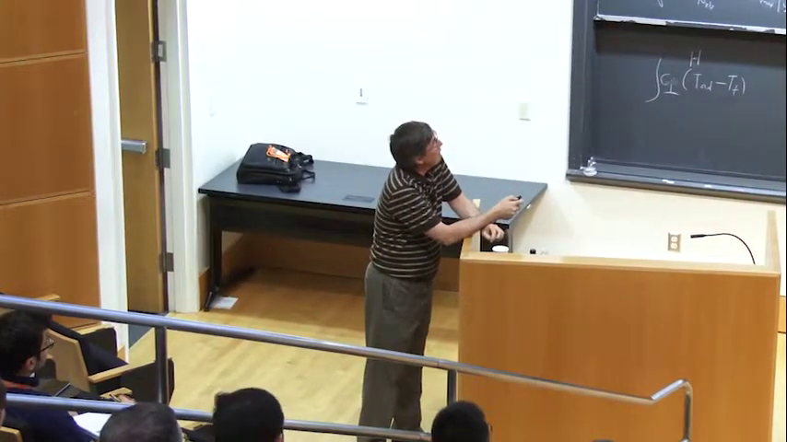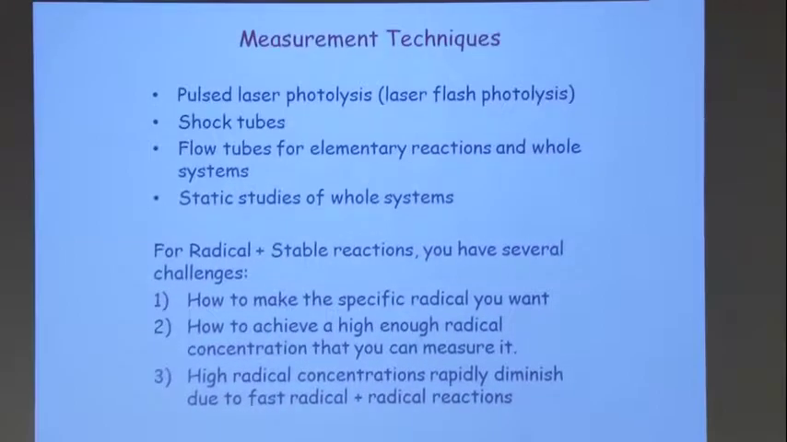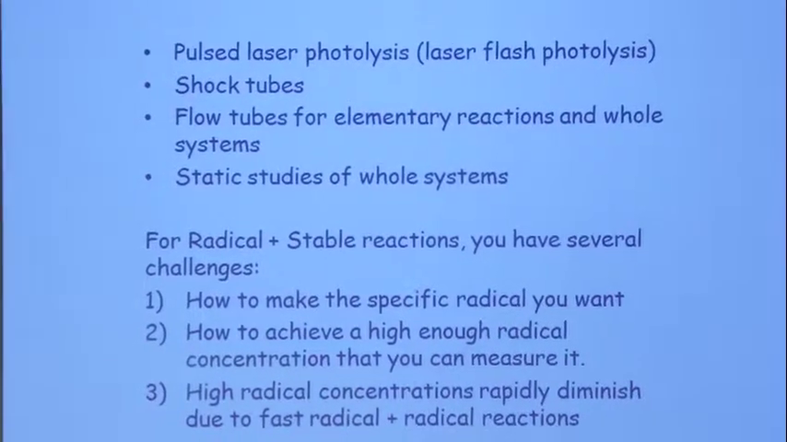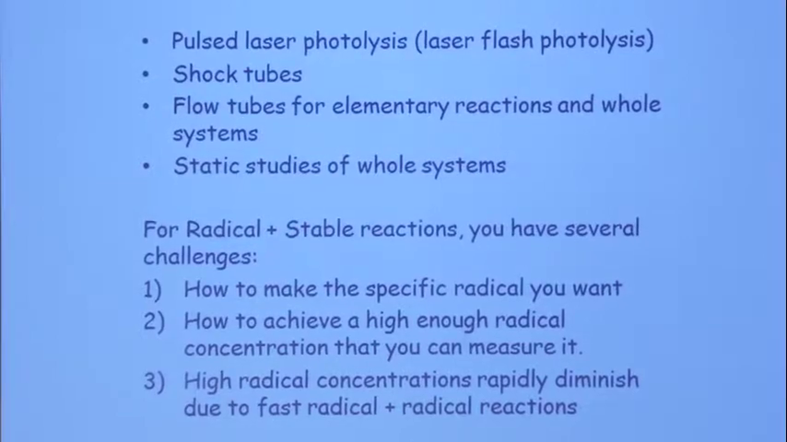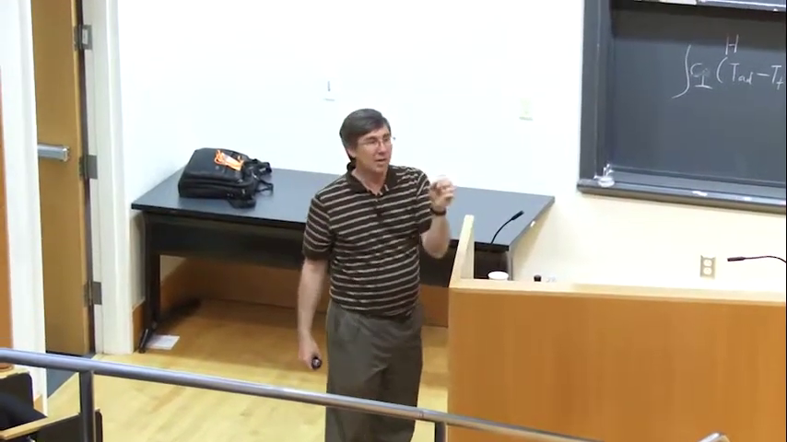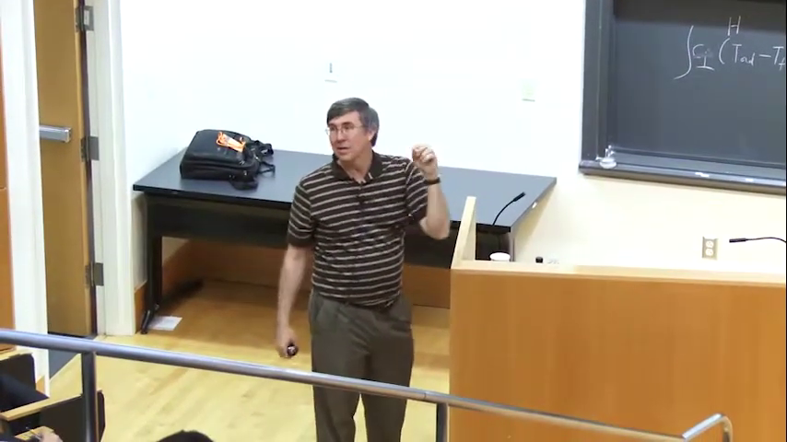Also, can you make enough radicals that you can measure them? The radicals are hard to make. They're very unstable. They disappear really fast. And so it's hard to make a whole bunch of them. And you have to have a very sensitive detector to be able to detect them before they disappear. They're only there for a few milliseconds, and they're gone. And you have to be able to look and see them quick before they're gone.